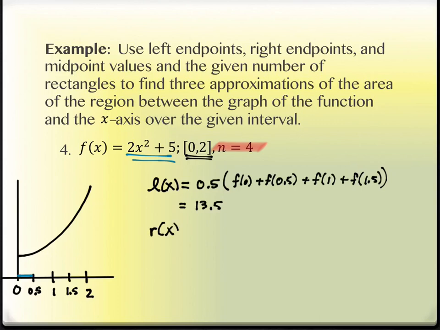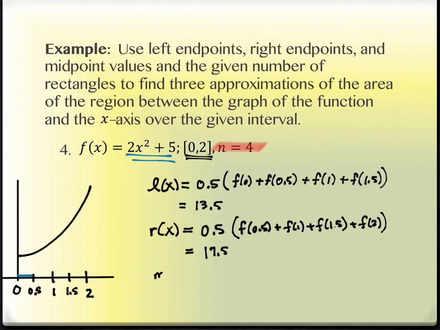To do the right-hand endpoint, it's very similar. I have the same 0.5, but I don't start at f of 0 because I use the right endpoint. So on this one, I start at f of 0.5, and I have f of 1, f of 1.5, and f of 2. Right, those are my 4 endpoint values. And again, with my calculator, that gives me 17.5.